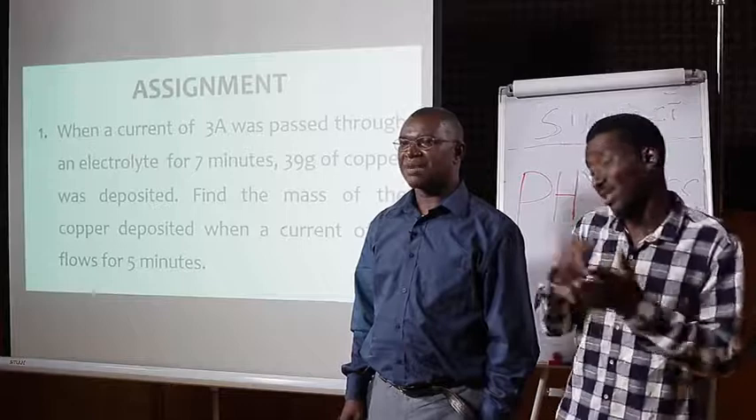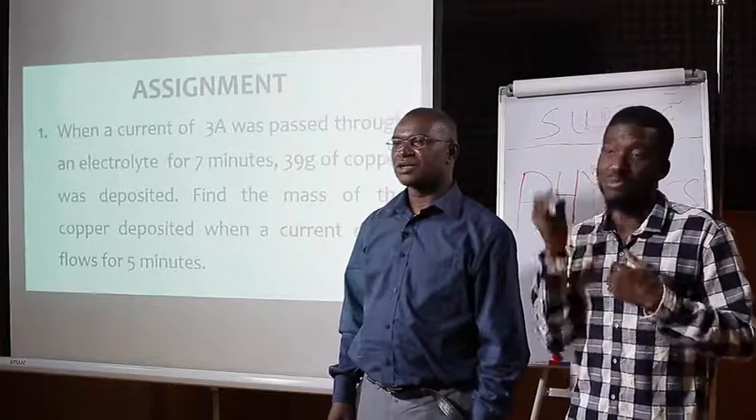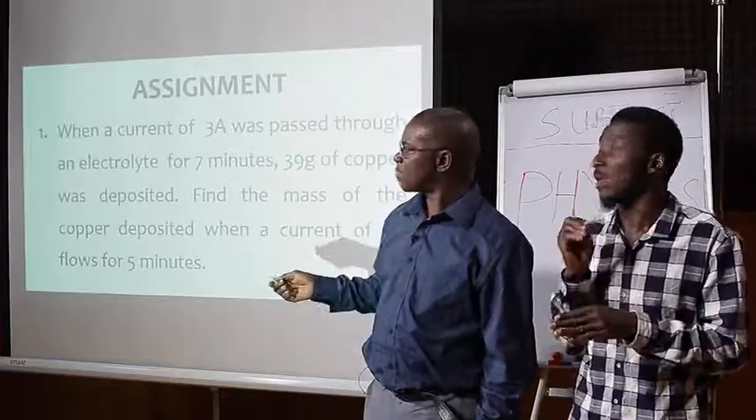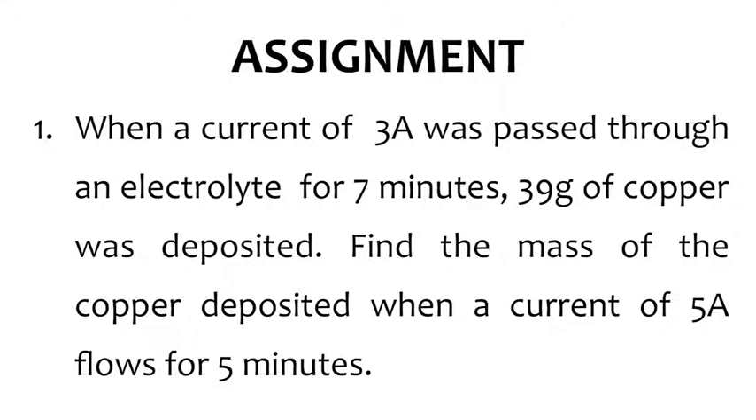And we have an assignment which we want to give you so that I can keep you busy at home. On the assignment, number 1, when a current of 3 ampere was passed through an electrolyte for 7 minutes, 39 grams of copper was deposited. Find the mass of the copper deposited when a current of 5 ampere flows for 5 minutes.